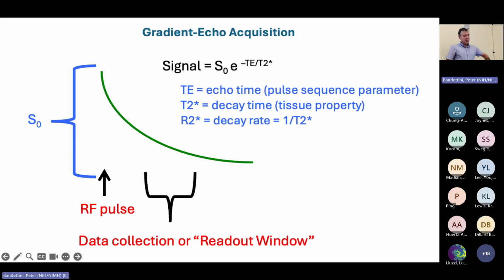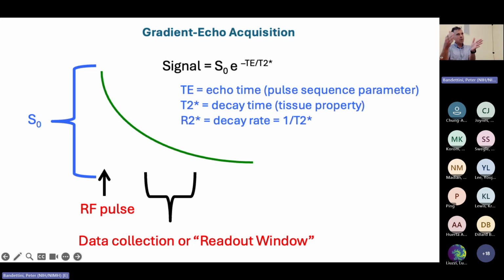Then what happens is that immediately, because the spins are experiencing different magnetic fields, the signal starts to dephase. Each spin is experiencing its different frequency, so it goes out of phase. And the signal, which is very much a function of how all the spins add up with each other, quickly decays. The decay can be modeled quite nicely by an exponential. And during this decay, you want to collect all the data before the signal dies away completely.